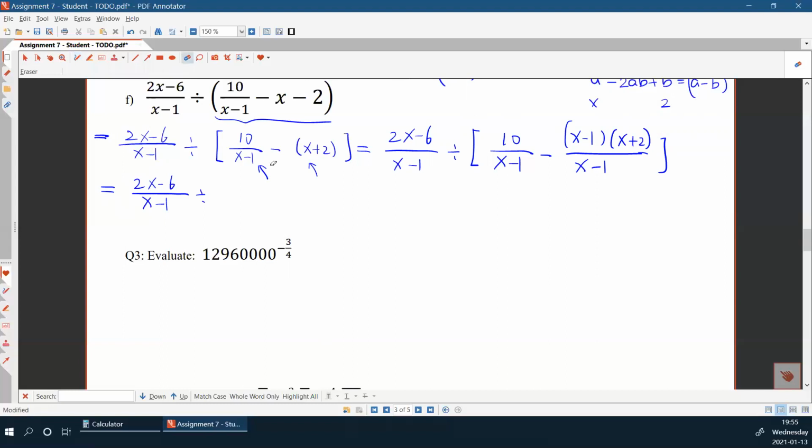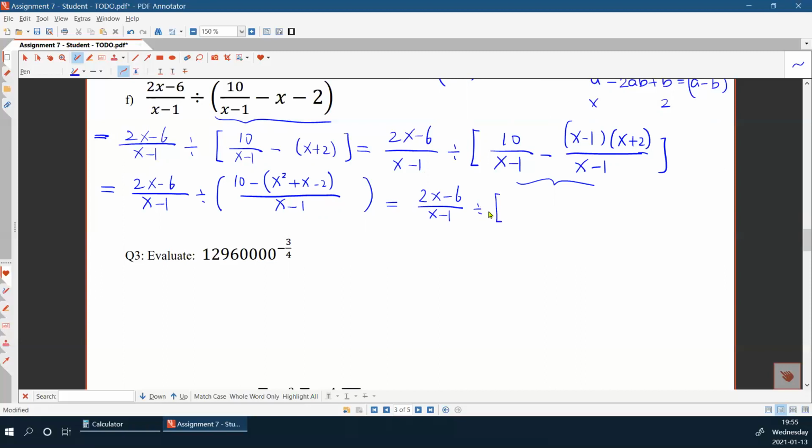Divided by, okay, because both of these two terms are using the common denominator, so we can combine them together, which becomes x minus 1 as denominator. What's left up there is 10 minus, okay, what do we have here? Expand this expression, and it becomes x squared plus x, right? Minus x plus 2x is plus x, and minus 2, right? Okay, one step at a time.